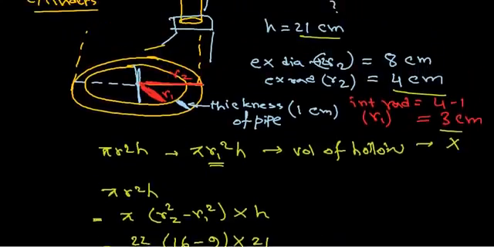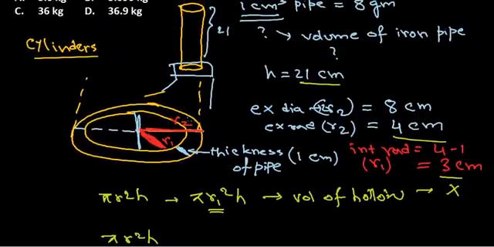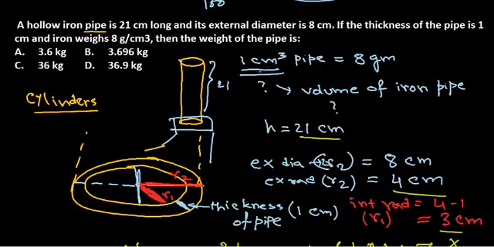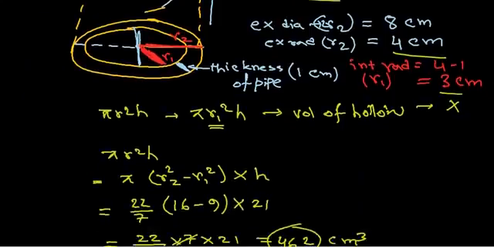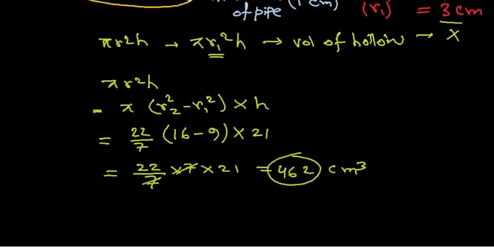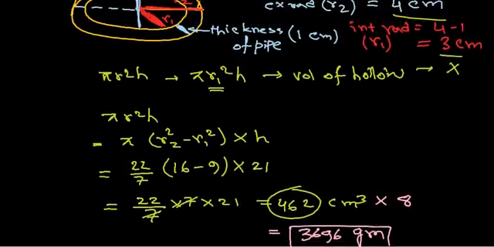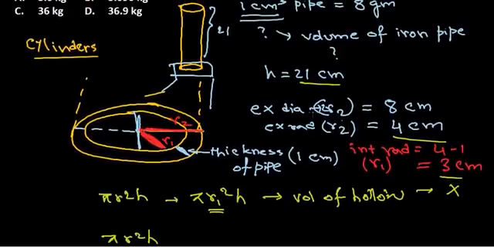So once we get the volume of this particular material made up of iron, then what we need to do, because it is telling us that 1 cubic centimeter of pipe will weigh 8 gram. So 462 cubic centimeters of pipe will weigh 462 into 8. We need to multiply it with 8, this amount of gram. So it will be 3696 gram. So this is going to be the weight of our iron, and the answer obviously in kg.